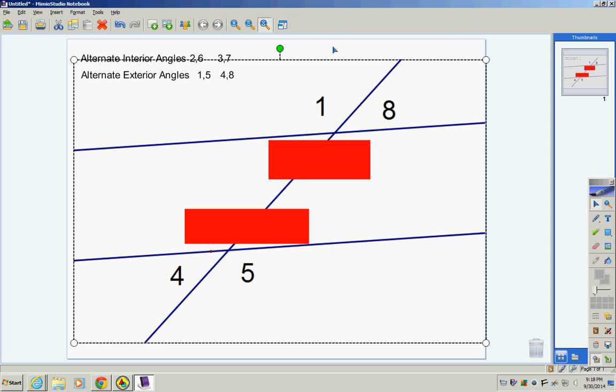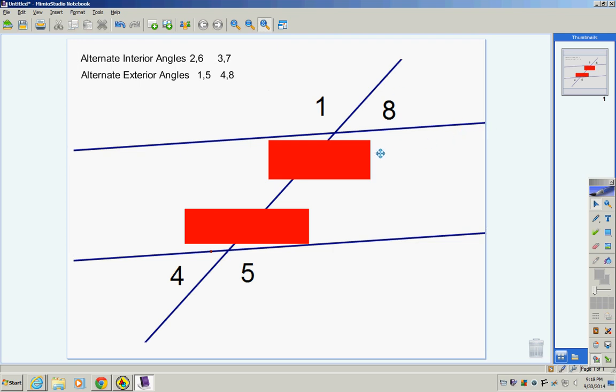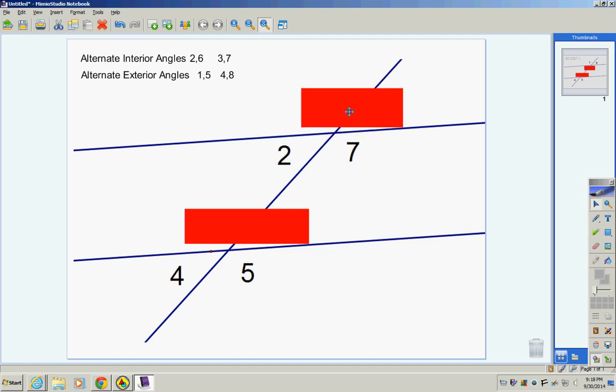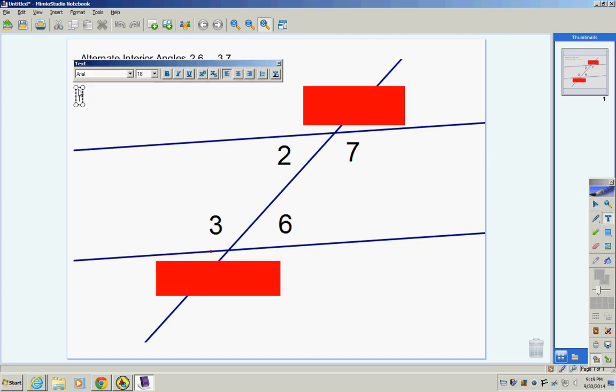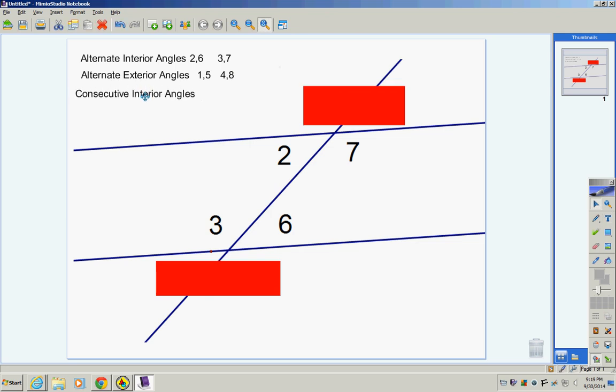All right, good. Okay, next thing we have is consecutive interior angles. I'm going to move these boxes back over here. So I'm going to spell that out for you. Consecutive interior angles. All right, consecutive interior angles. Consecutive, what does that mean? If you said next to each other, you would be correct. But these consecutive angles have no lines that separate them. Okay? No lines that separate them.